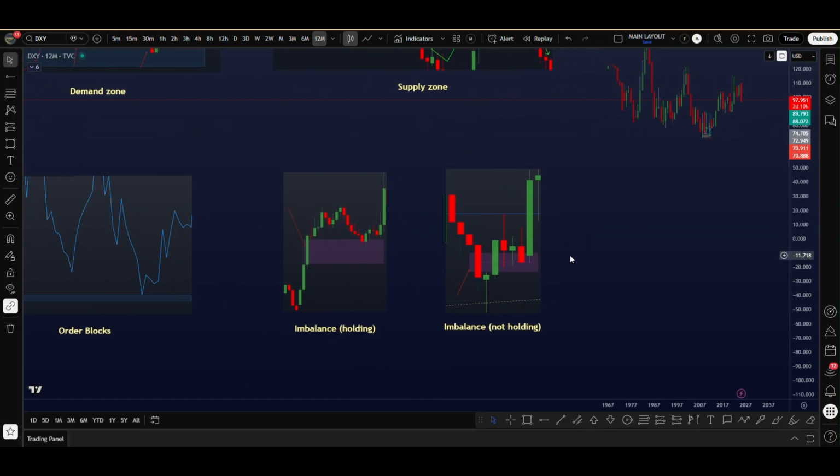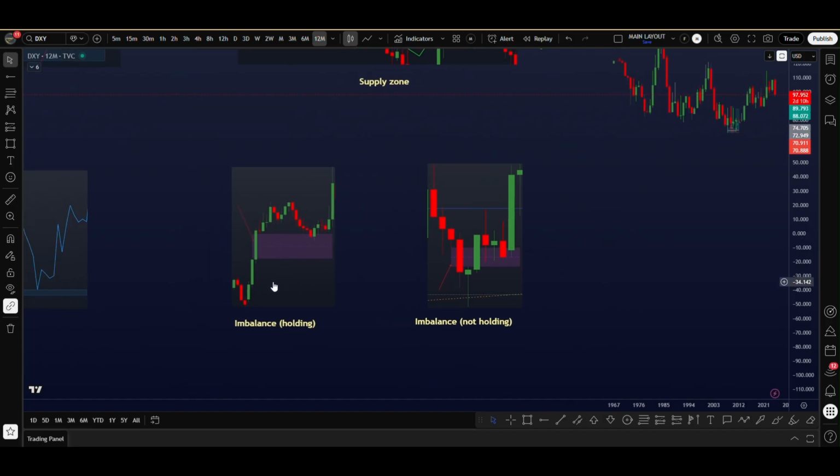So the next key zone I like to use is imbalance. Imbalance is a zone with a lack of balance, simply a zone with a lack of balance between buyers and sellers. In other terms, there is some disparity between buyers and sellers. For example, in a bullish imbalance, in this example we are in a bullish trend, buyers tend to dominate.